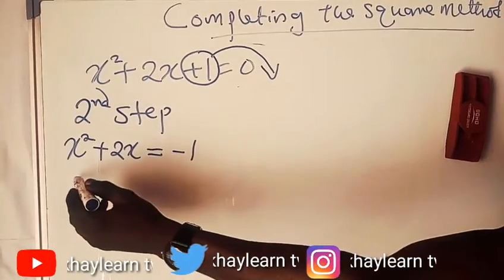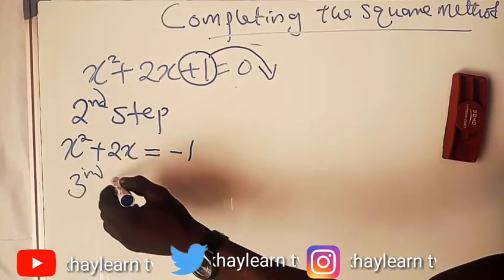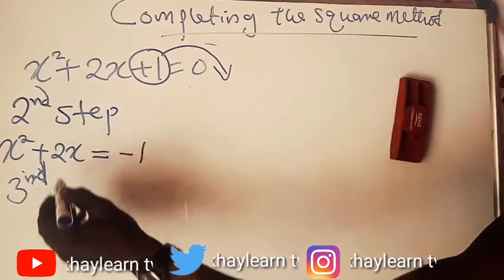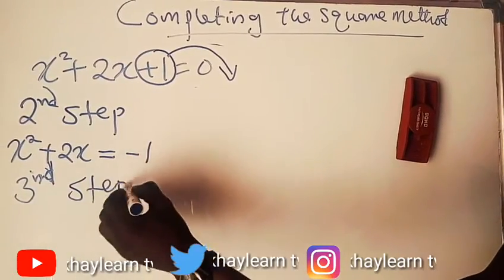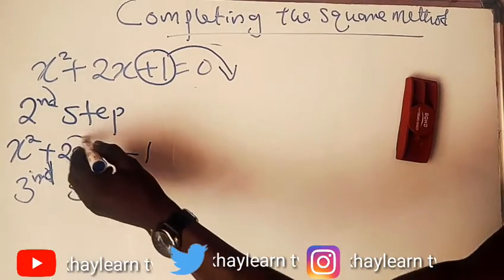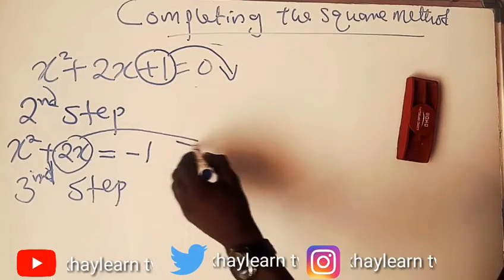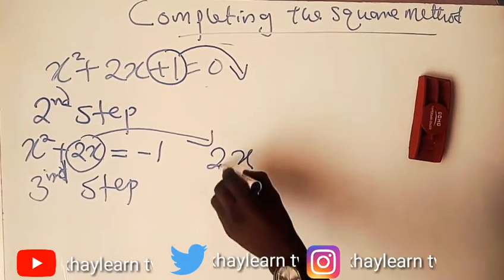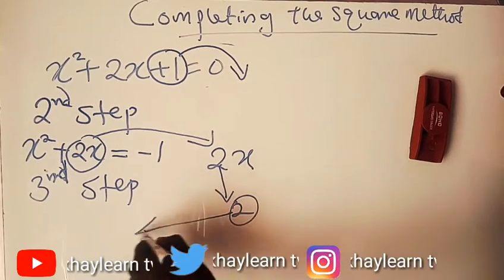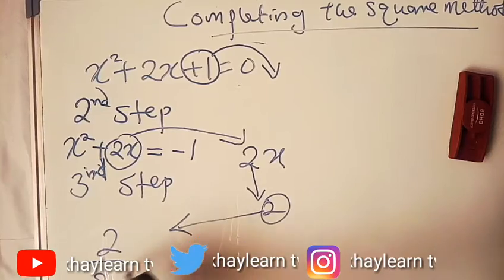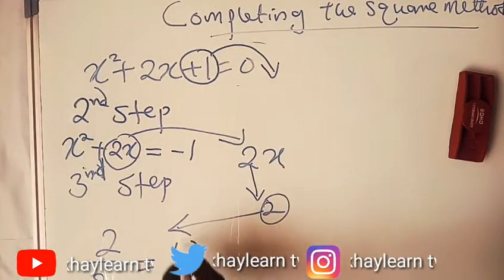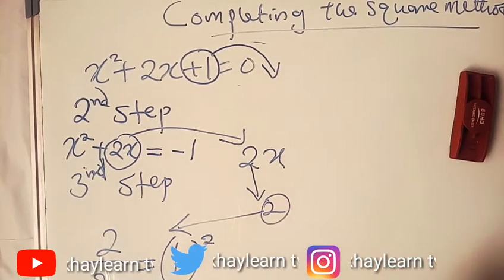Now in the third step, that is step number 3, we are going to take the coefficient of the middle term. The coefficient of the middle term is just 2. Now this 2 will be taken and divided by 2. The answer is just 1. Now this 1 that you have gotten, square it.